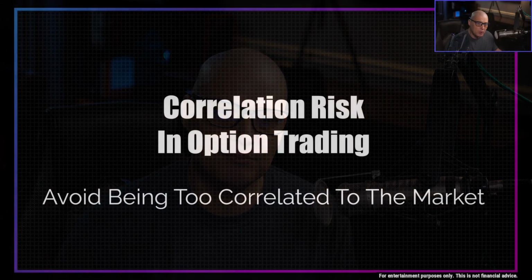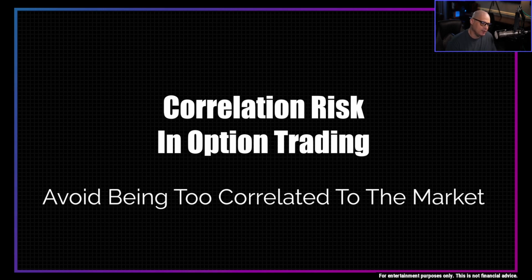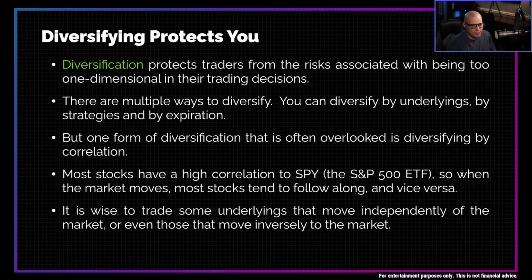But one of the most important ways to diversify is just making sure that the products that you're trading aren't highly correlated. And what you should really be wary of is being too correlated to the broad stock market. In particular, we're talking about being too correlated to the S&P 500. Correlation risk in options trading. So avoid being too correlated to the market. That is our discussion for the day.